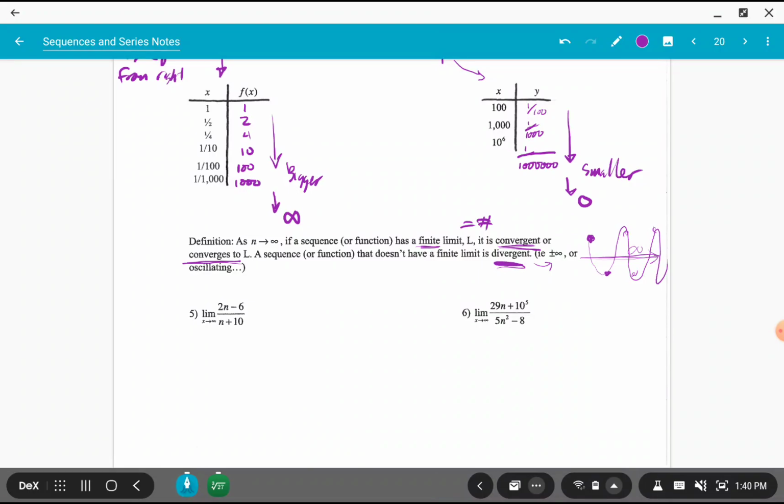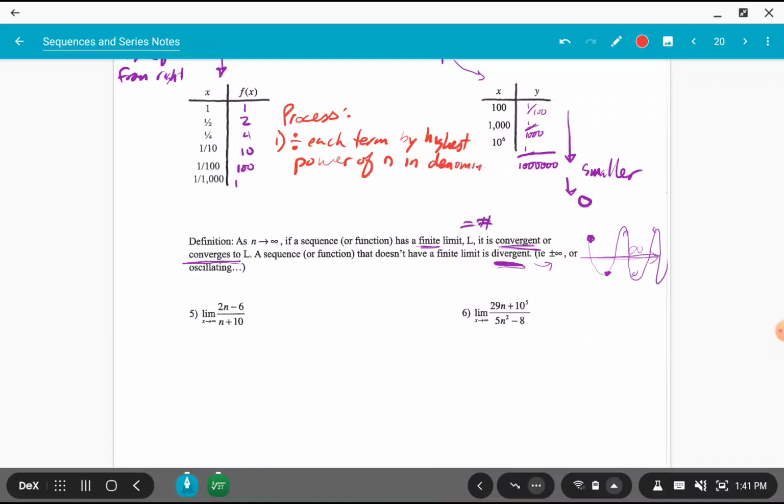Okay? Now, in order to find our limits, what we can do is a three-step process. I'm going to write down those steps. Actually, where do I have room? I'll write it down up here. Okay? So what we want to do, the process is step 1, you're going to divide each term by the highest power of the value of n in the denominator. The second step is you're going to simplify everything. And then the third thing you're going to do is take the limit. You can evaluate as n is going to infinity.